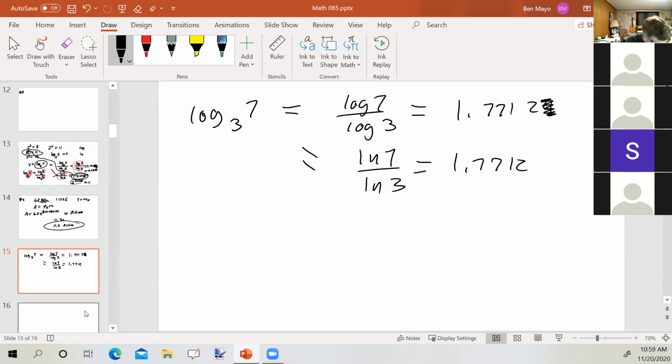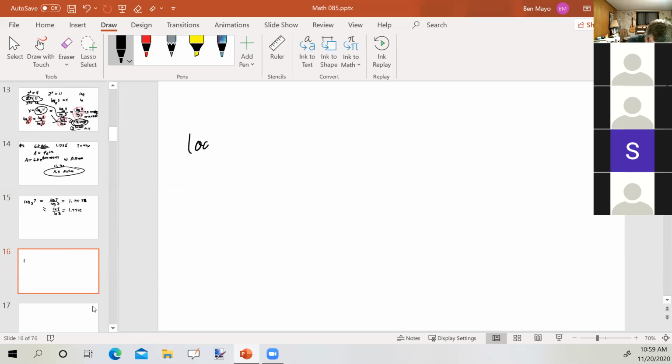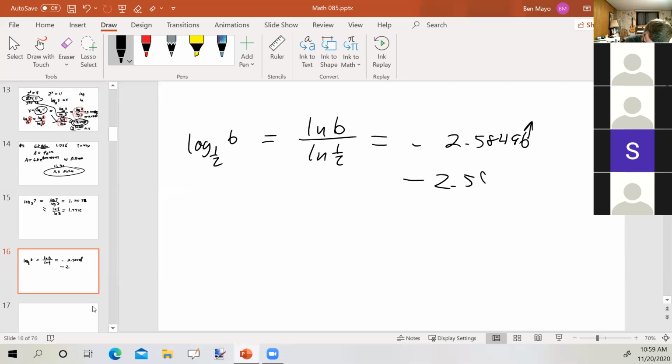How about log base 1/2 of 6? That would be, I'll go natural log of 6 over natural log of 1/2. And so natural log of 6, close it up, divided by natural log of 1/2. And I'm getting negative 2.58496. So the 6 is going to round up. And again, I could have also done it using log base 10. We okay with that? Do you need any more examples of that?